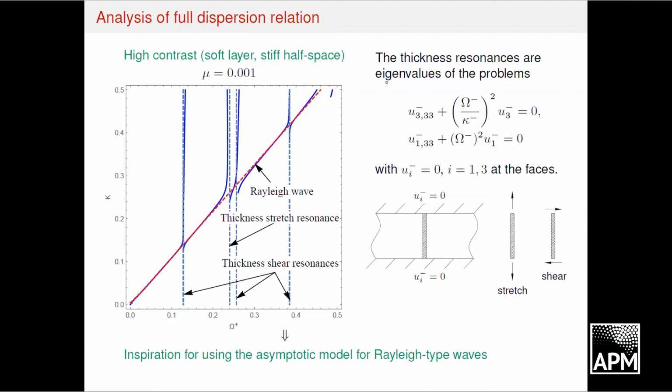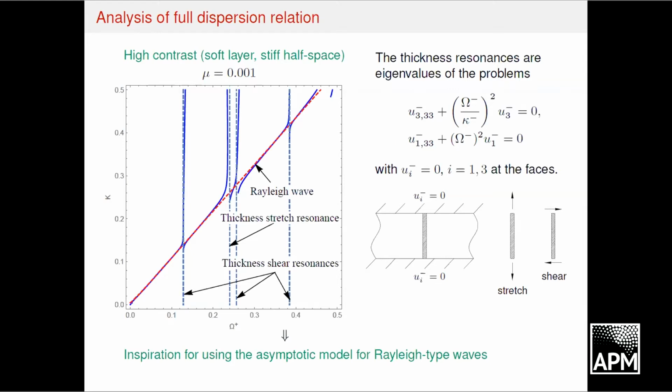So we could consider this problem for resonances separately and derive the conditions for these frequencies. So that would be just the usual eigenvalue problems for this layer. Right, so there'll be one associated with stretch and another corresponding to shear. So certainly if we have this Rayleigh wave being so close, that will give us motivation to apply the asymptotic model for the Rayleigh waves in future.